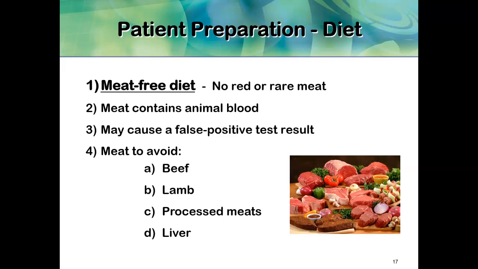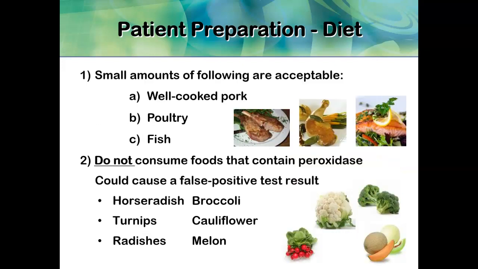So some of the meats that your patient will want to avoid would be beef, processed meats, organ meats, liver, lamb, those types of meats that contain blood. It would be okay for your patient to have small amounts of other meats like well-cooked pork or poultry and fish, where it's unlikely, if they just eat it in very modest amounts, to have a false positive.